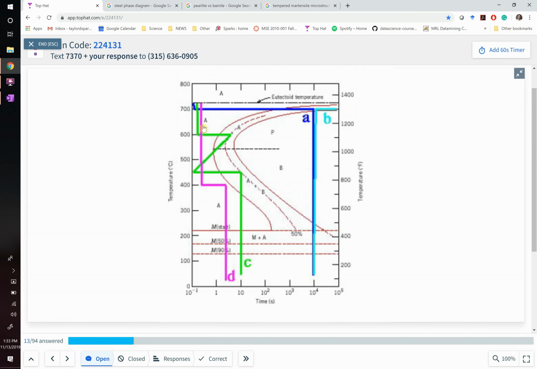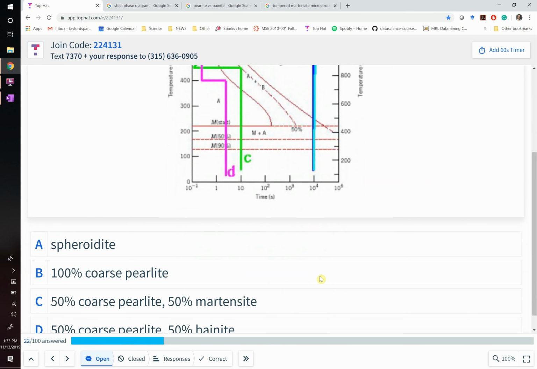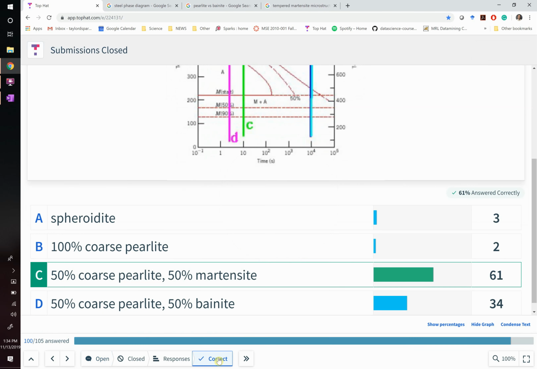Again, we're talking about the dark blue line. You hold it. It doesn't, to me, look like it touches that red line on the bottom side here. It doesn't quite get there. And then you quench it straight down to room temperature. Okay, get your answers in. Okay, we're going to close the poll. So this, to me, should be C. Yeah, most people think C.